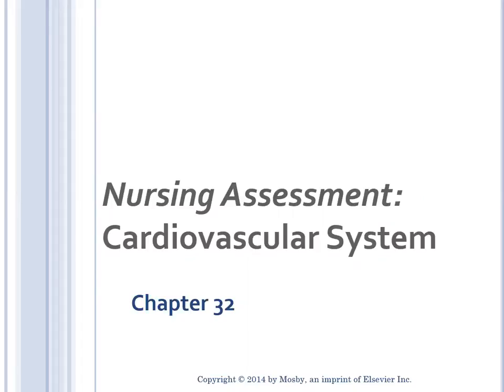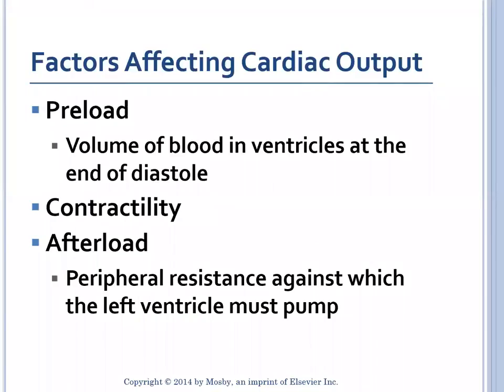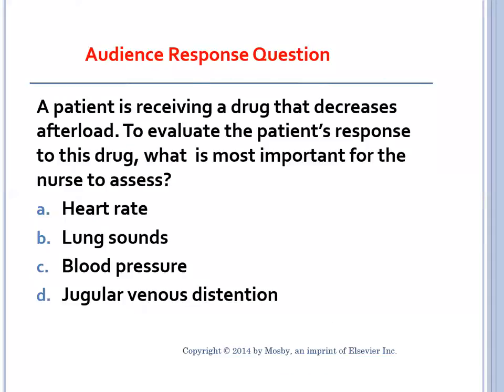This is Unit 3. We're starting nursing assessment of the cardiovascular system in Chapter 32. Factors that affect cardiac output: your preload of the heart, so the volume of blood in the ventricles at the end of diastole, contractility, and afterload. Afterload is the peripheral resistance against which the left ventricle must pump.